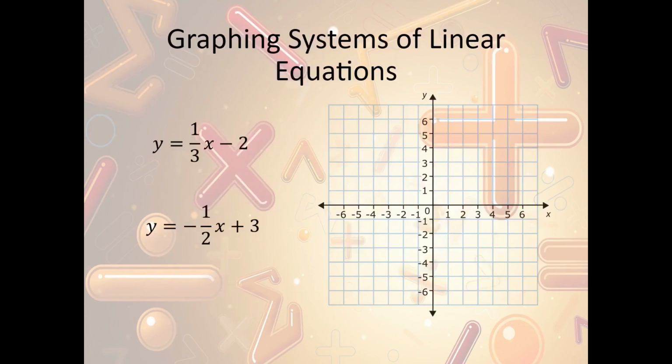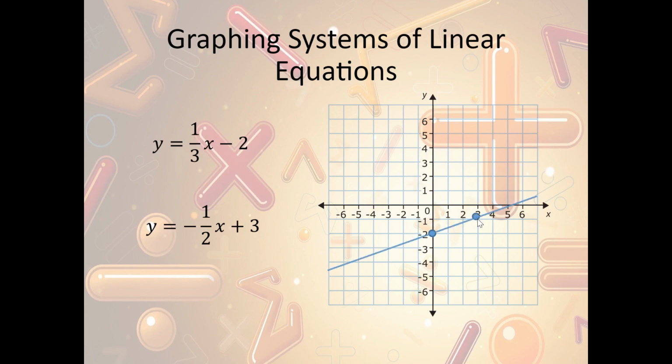Now let's take a look at how we can graph systems of linear equations. All this really means is we're going to graph both of these lines at the same time. On the first one, we'll go ahead and graph this. We're going to plot our y-intercept, which is -2. So we're going to go down 2 and plot our point. And the slope is 1/3. So we're going to go up 1, to the right 3, plot our point, and connect the dots.